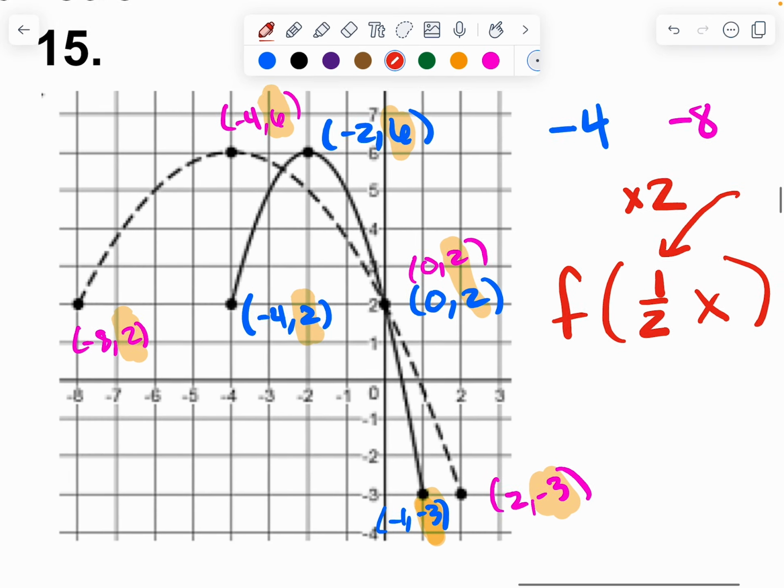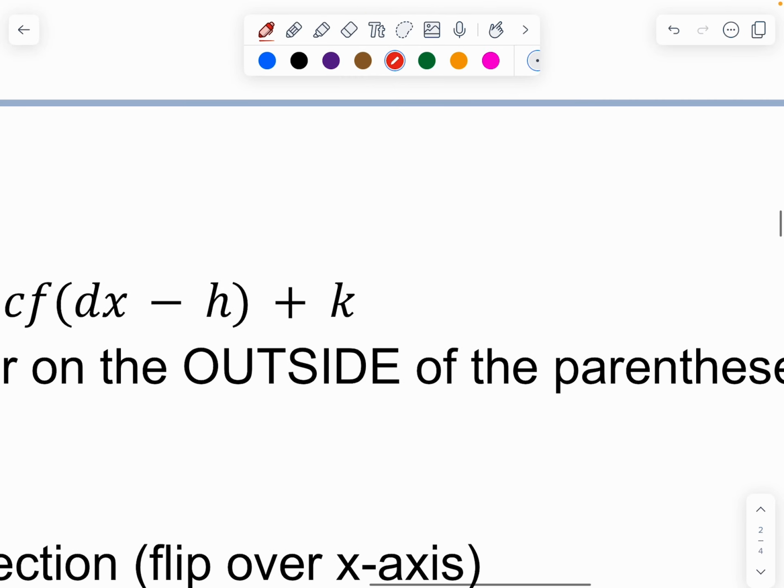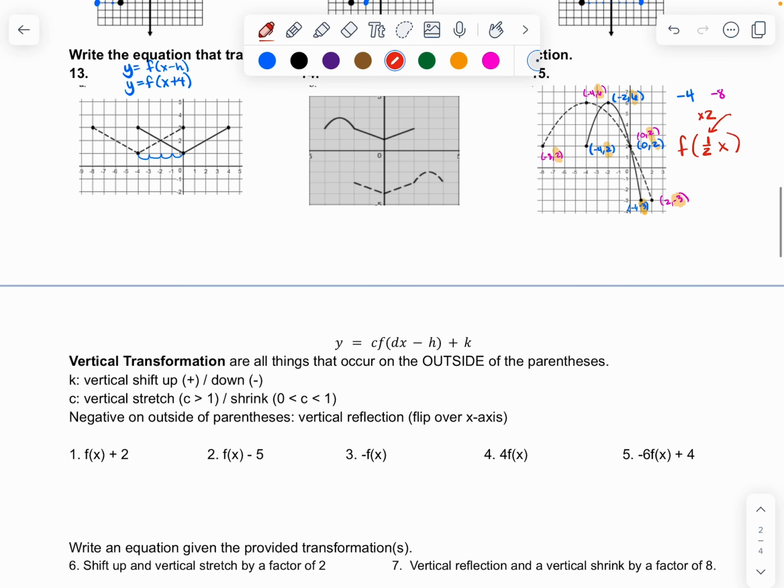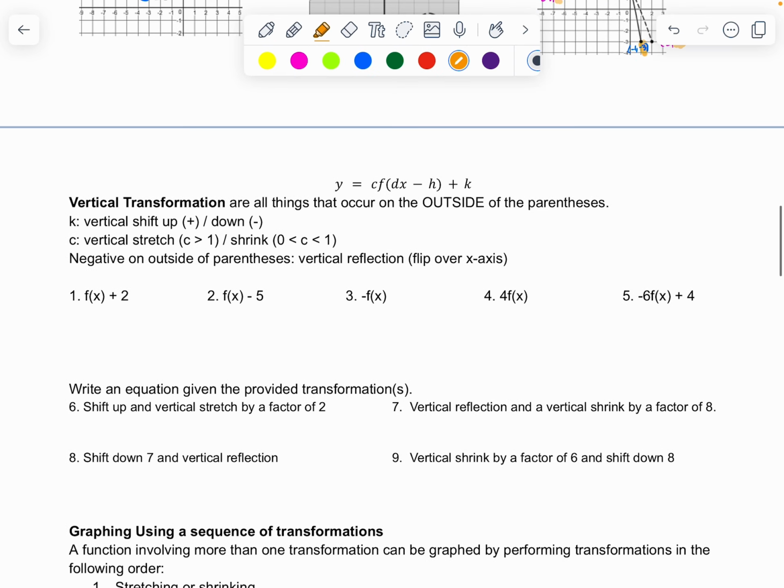Okay, so now we need to do the vertical changes. So now we're talking about the stuff that's on the outside. So this number that's here, and this number that's added over here.